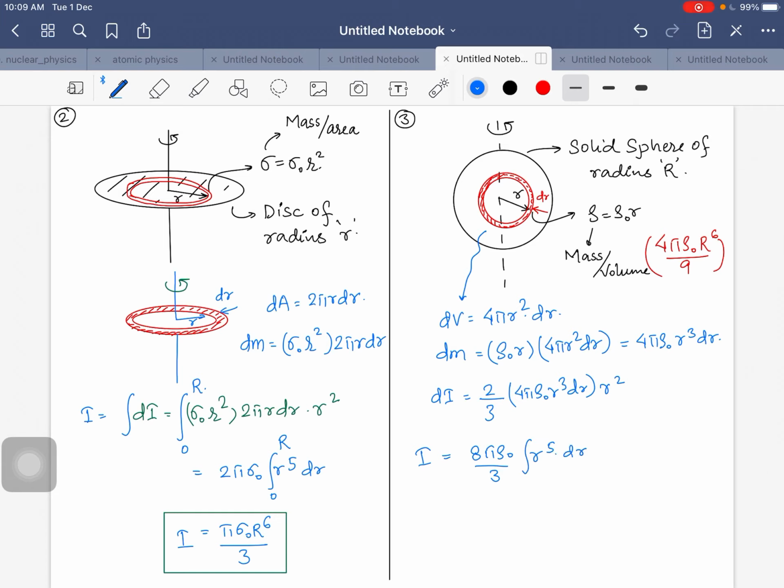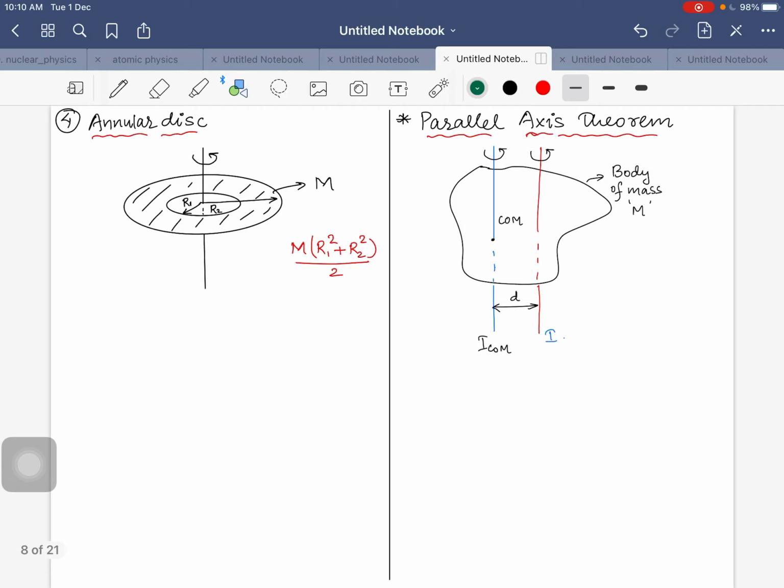Integrate, so r power 6 by 6. Yes, so I will get the answer that I have written. The answer that you will get is 4 pi rho naught r power 6 by 9. Okay, this is the answer that we will get. Okay, next problem, this one, annular disc.